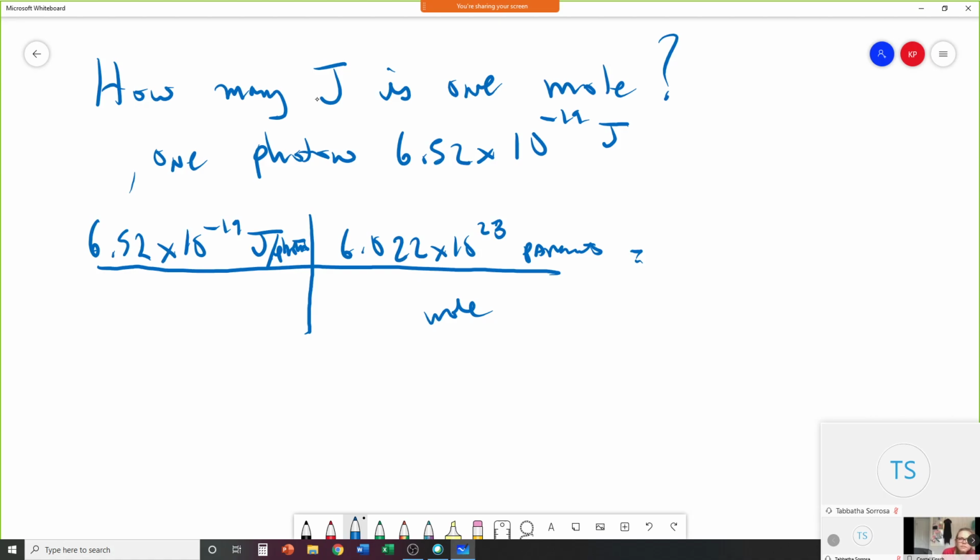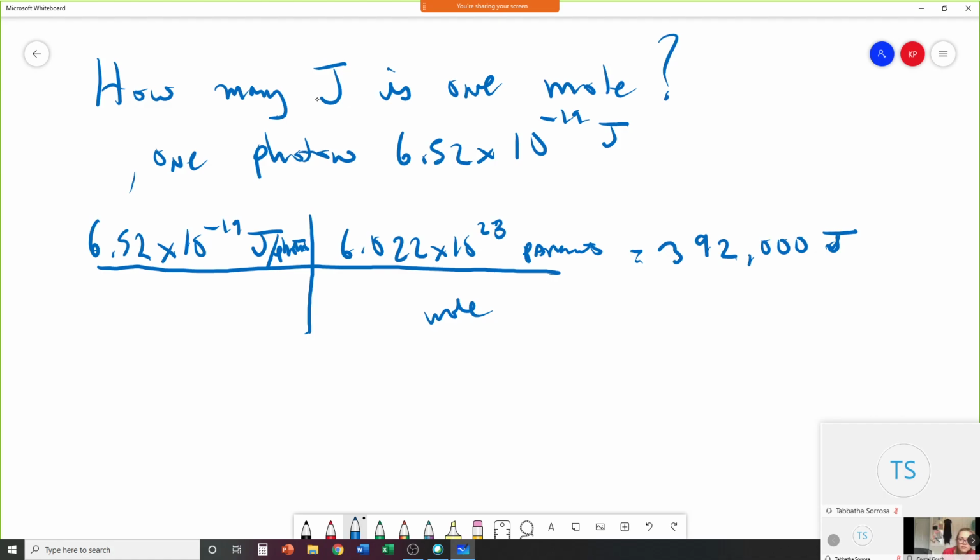photons are actually going to cancel because they're in the denominator. And so I'm just leaving that number in there, and go 6.022 times 10 to the 23rd of these things, and I get a whole bunch of joules, and I actually get 392,000 joules, which is a lot of joules, by the way. 392,000 joules. Okay, it's a lot of joules. That's for a mole of photons.